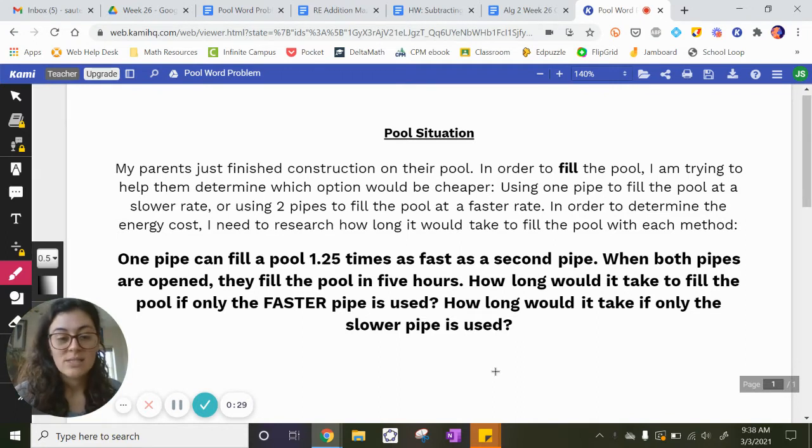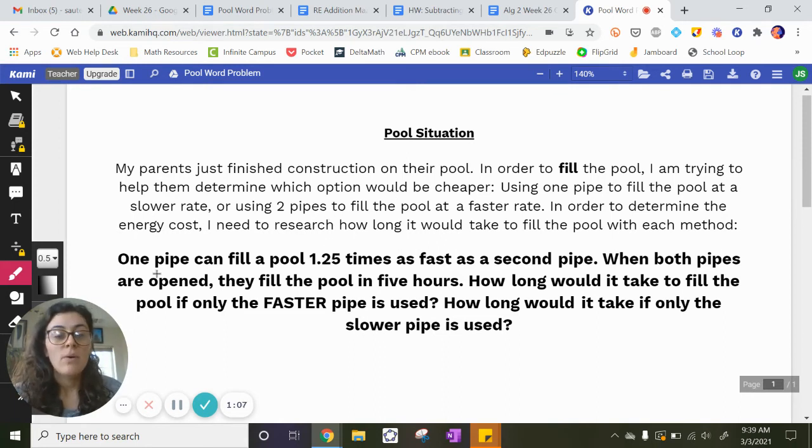And the way that you fill pools is with these big pipes that just kind of gush water into the pool for a couple hours. And my parents actually asked me to help them determine which option is going to be cheaper in the long run. They can either just use one pipe or they can use two pipes working together. The only pipes available at Home Depot worked at different rates because they were different sizes. So we were just doing this math problem, and I realized that it totally matches what we were learning in class. So we're going to work through a situation similar to the one that they had to deal with.